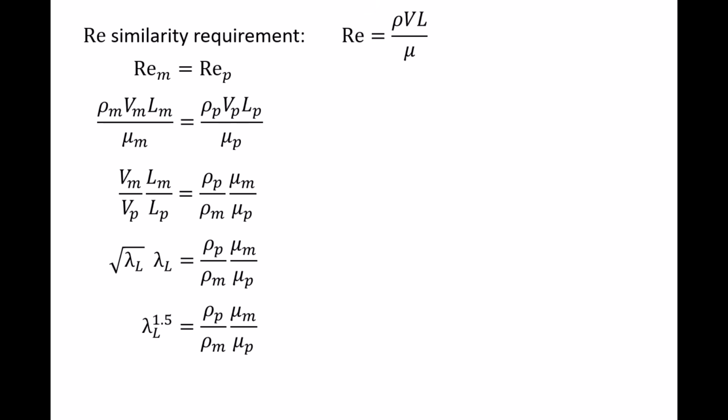The spillway prototype likely would be quite large, and the model would need to be much smaller in order for the model to be cost-effective. So a length scale of something like 1/100 might be reasonable. In that case, the left side of the equation becomes 0.001.